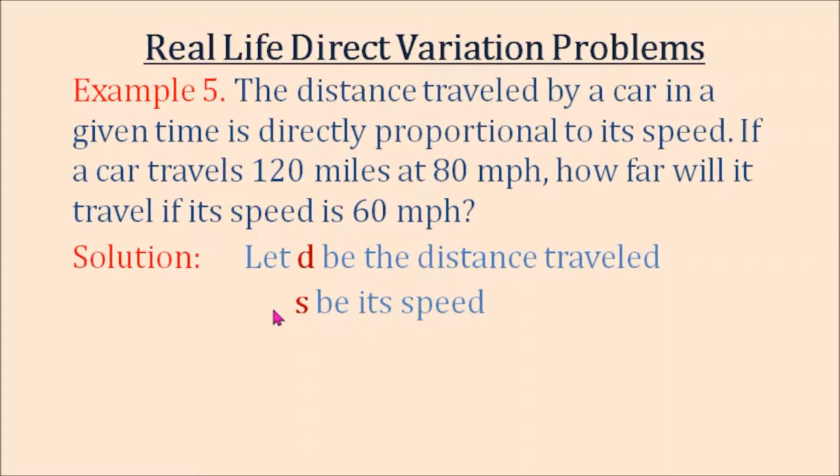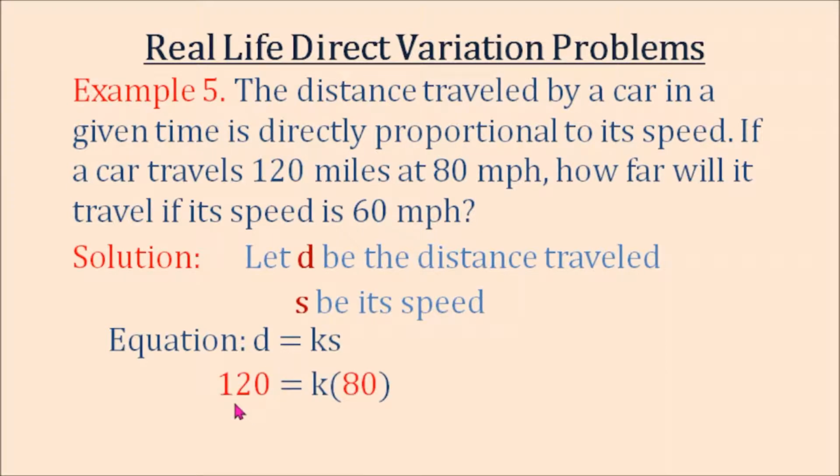Now we will set up the equation. The equation is d equals k times s. So first we are going to find k. Our d here is 120 and our s here is 80, so we are going to substitute those numbers to our formula. So we have 120 equals k times 80. So to find k, we divide both sides by 80 and k equals 1.5.